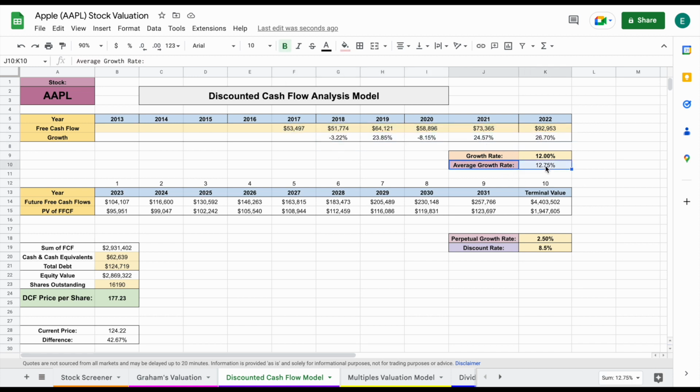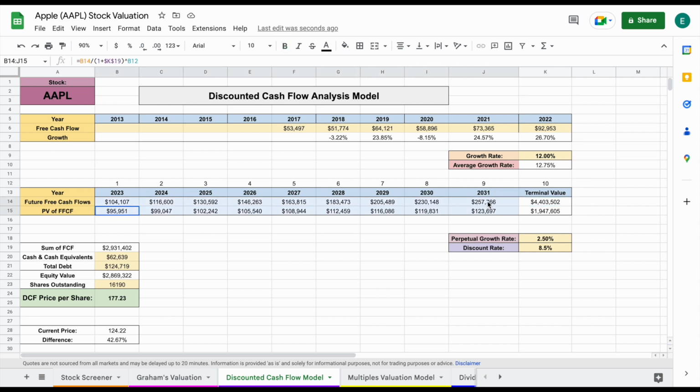It's sat at around 12.75%. So again, I'm going to project a growth rate of about 12% to the future free cash flows. So I projected that growth rate all the way through the year 2031 and used it to calculate the terminal value, which is the sum of all the future free cash flows past the year 2031.